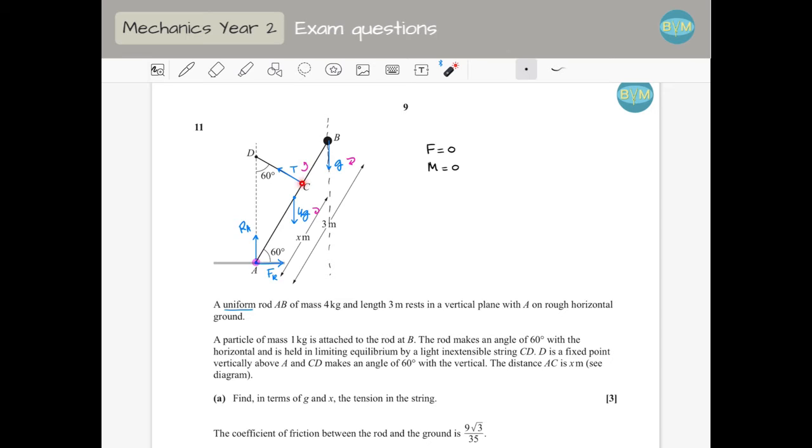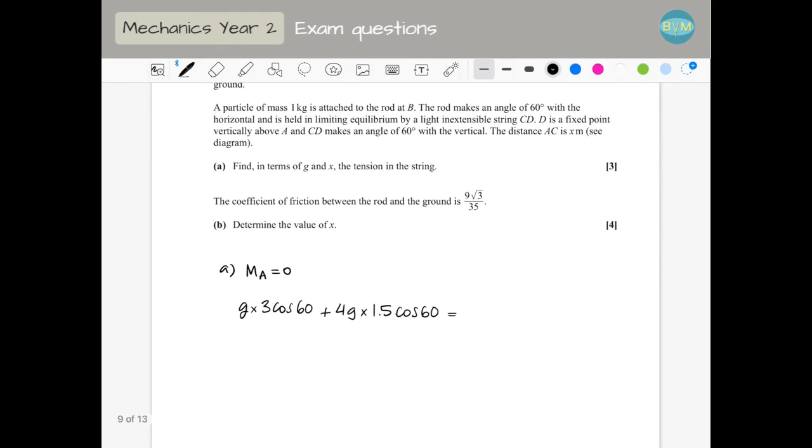The anticlockwise moment is going to be the tension times the perpendicular distance from the point to the line of the force. This is the line of the force, and this is the distance. This angle, they don't say, but it's 90, because if this is 60, this is going to be 30, and 60 plus 30 is 90. So this is a right angle, which means this distance is x, from A to C is x. And the force is T, the tension. So this is going to be equal to T times x.